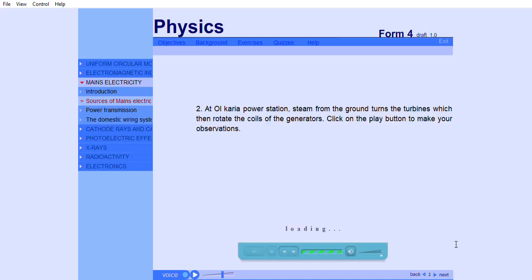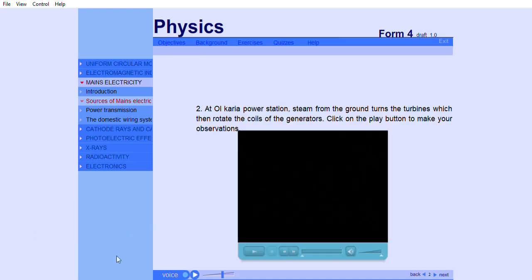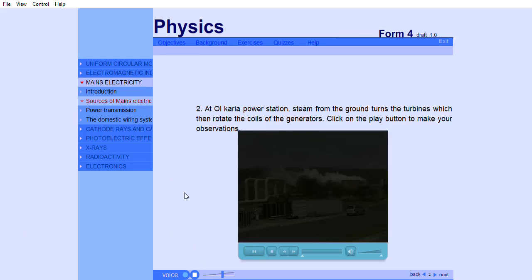At Olkaria Power Station, steam from the ground turns the turbines, which then rotate the coils of the generators. Click on the play button to make your observations.